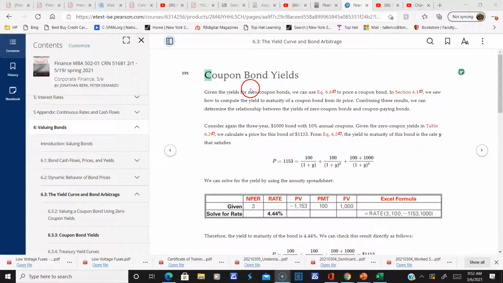All right, so we pick up here with coupon bond yields. Given the yields for zero coupon bonds, we can use equation 6.6 to price a coupon bond. In section 6.1, we saw how to compute the yield to maturity of a coupon bond from its price. Combining these results, we can determine the relationship between the yields of zero coupon bonds and coupon paying bonds. All right, so this is what's important here.